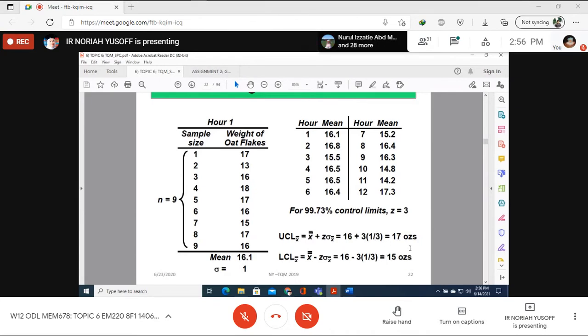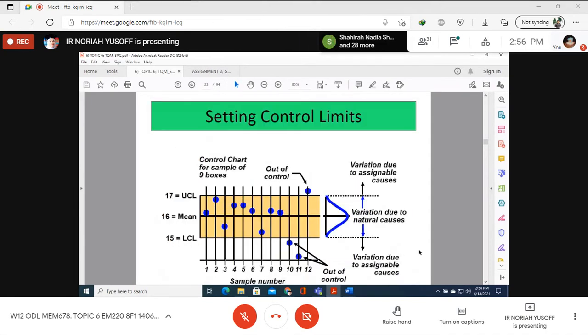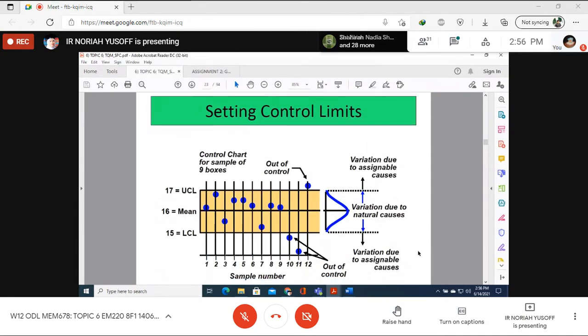So the upper control limit is 17 and the lower control limit is 15. Just substitute into the formula. Right. So in this example, the 9 boxes, the sample, the mean values are distributed over this. So this is actually based on each sample size. Okay.